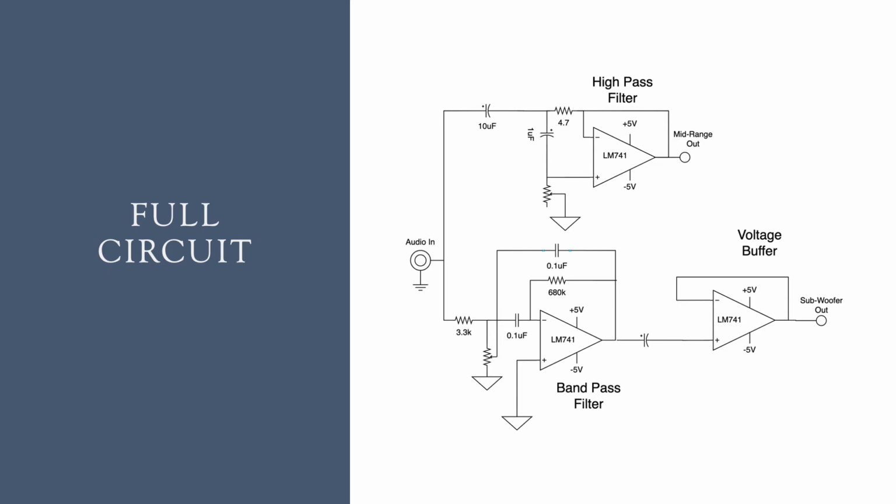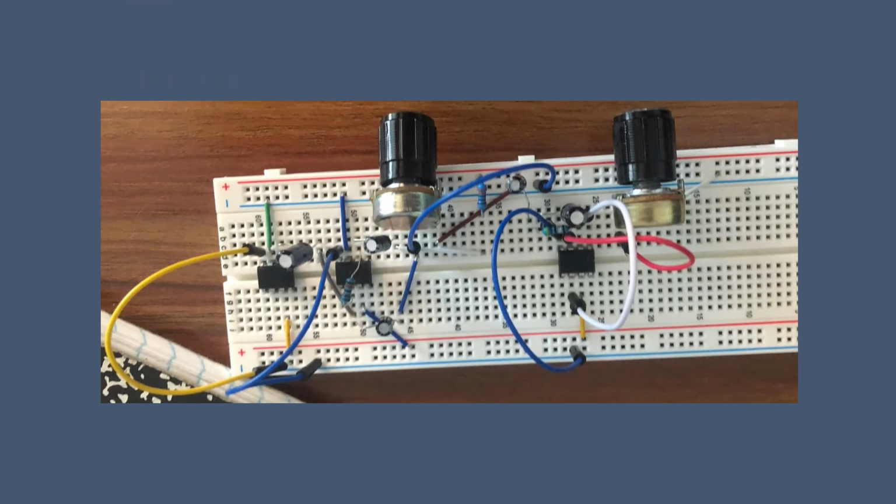After designing each of the independent circuits, we can combine them all to form the full audio crossover filter. The full schematic of this filter can be seen here. This is the breadboard of the circuit that I built. On the right, you can see the high pass filter and the output to the mid-range speaker. On the bottom, you can see the band pass filter and the voltage buffer.